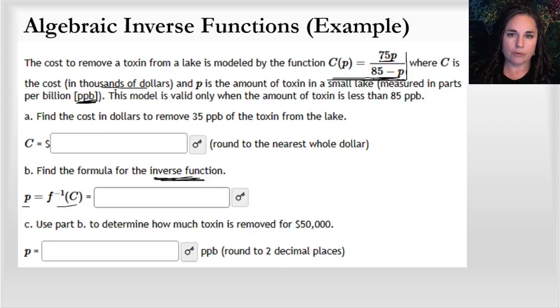So we have to remember that we're in thousands of dollars and parts per billion. This model is valid only when the amount of toxin is less than 85 parts per billion. So we're just going to limit this function to that; I'm sure after that it's much more expensive. Find the cost in dollars to remove 35 parts per billion of the toxin from the lake. Round to the nearest whole dollar.